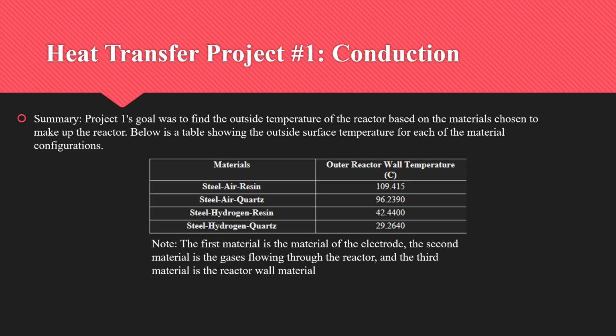For the combinations, the first material mentioned is the material of the electrode, which stayed constant throughout the project. The second material is the gases flowing through the reactor itself. And the third material is the material that made up the reactor wall. The selected material combinations were as follows: steel, air, resin; steel, air, and quartz; steel, hydrogen, and resin; steel, hydrogen, and quartz.